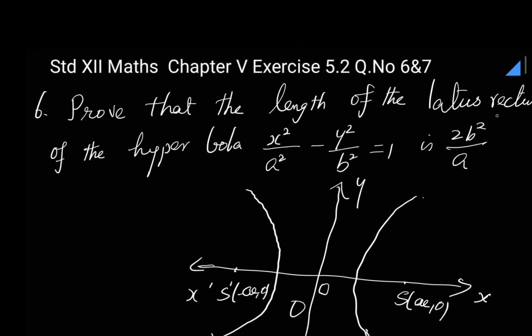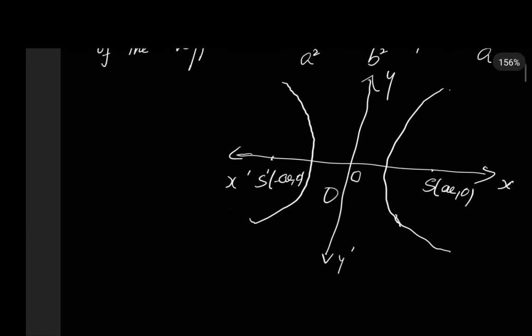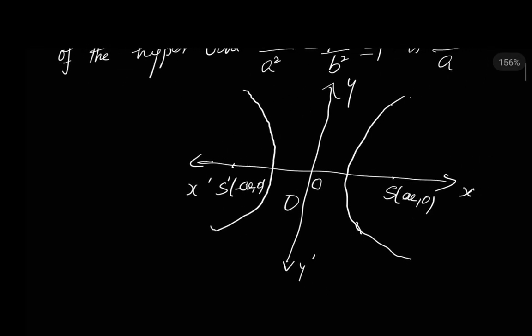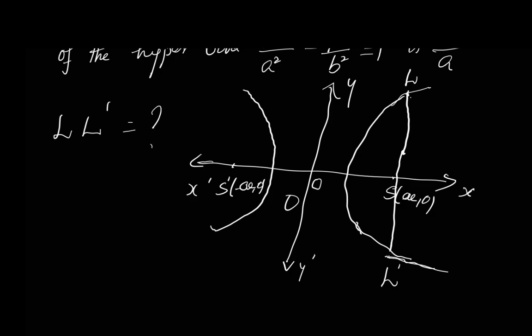The length of the latus rectum. So what is latus rectum actually? It is a line segment passing through this focus, and it touches the hyperbola curve at the points L and L dash. So we have to find the length of this latus rectum, L L dash.